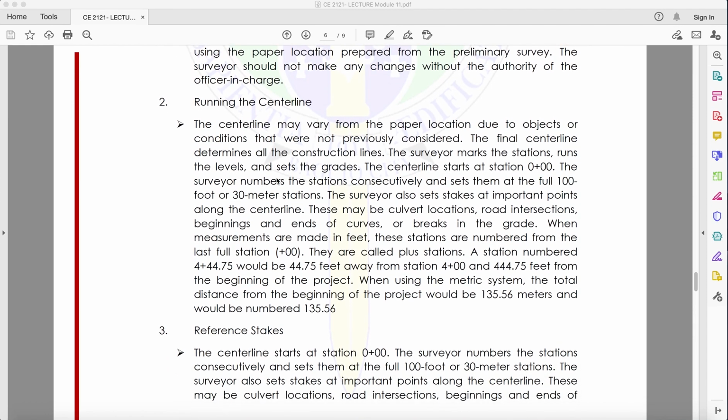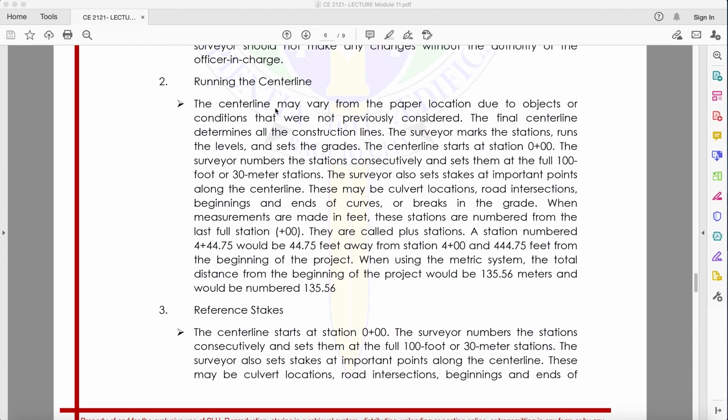Next would be running the center line. The center line may vary from the paper location due to objects or conditions that were not previously considered. So the final center line determines all the construction lines. The surveyor marks the stations, runs the levels, and sets the grades. The center line starts at station 0+00.